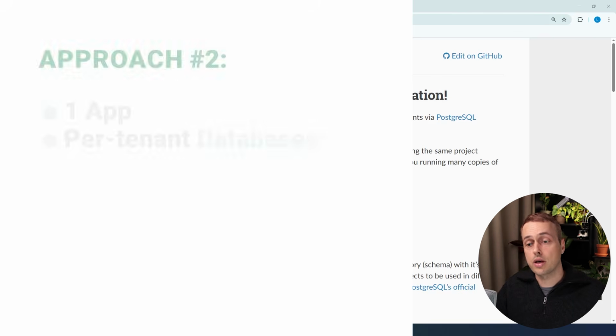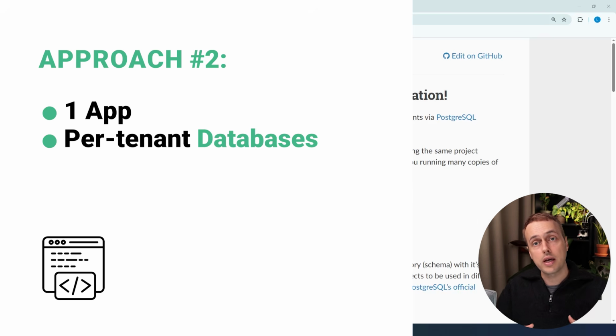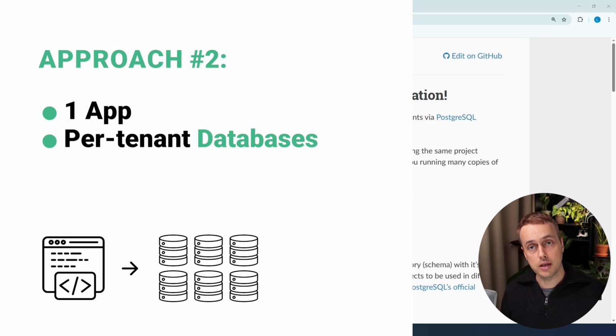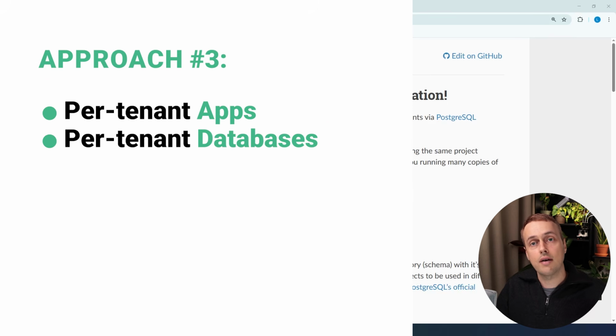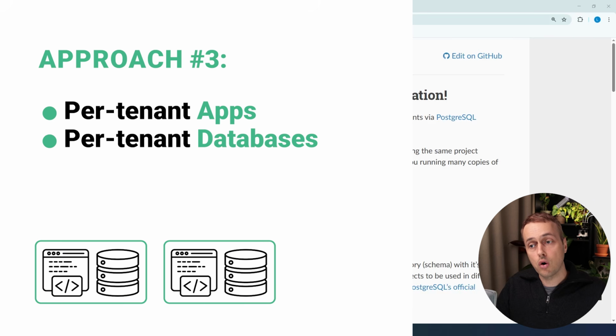Another approach is you can have one running application, but you can actually have a separate database for each tenant. So imagine you have 40 different clients or tenants signing up to the application. Each one of them gets their own Postgres database in that case. And that gives them a greater degree of isolation of data, but obviously comes with a cost implication if you're running 40 separate databases.